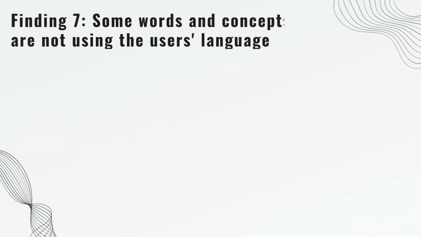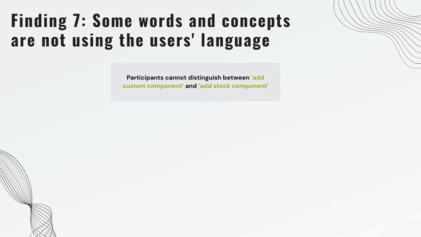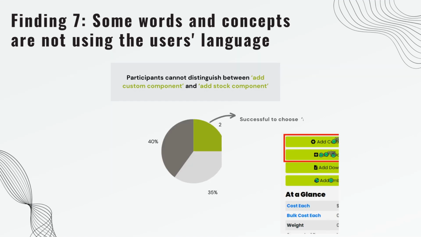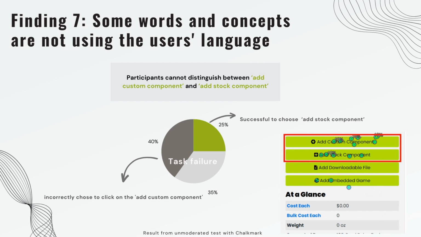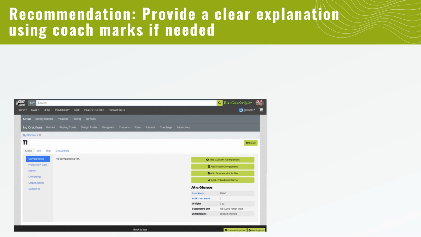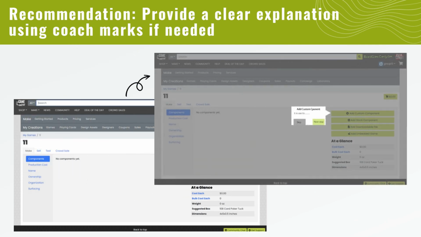The 7th finding is that some words and concepts are not using the user's language. It's difficult for participants to distinguish between add custom component and add stock component. From the pie chart, this issue led to 75% of task failures. The suggestion is to provide a clear explanation for uncommon words. Users can simply hover their mouse on the coach mark to see the explanation.